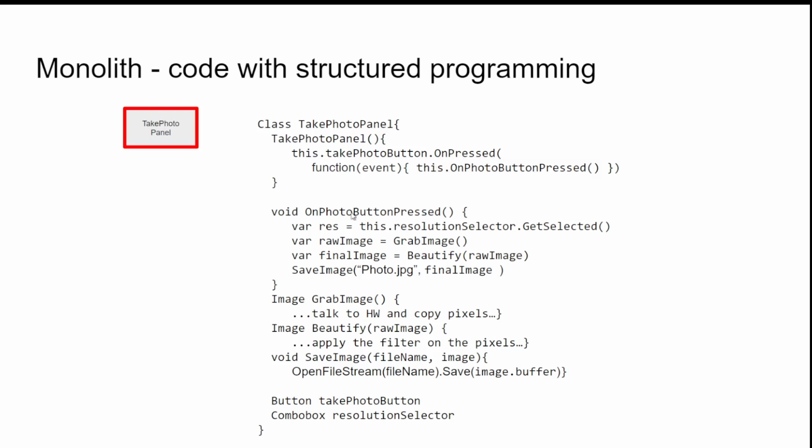And then in the on photo button pressed function, we see the sketch of the algorithm. So what are the main steps? We are not overwhelmed by details, but we can really see what the major steps of the algorithm are. If we are interested in the lower level things, like how to grab an image, how to initialize a camera and so on, then we can go one level deeper. But at least our code got some structure.